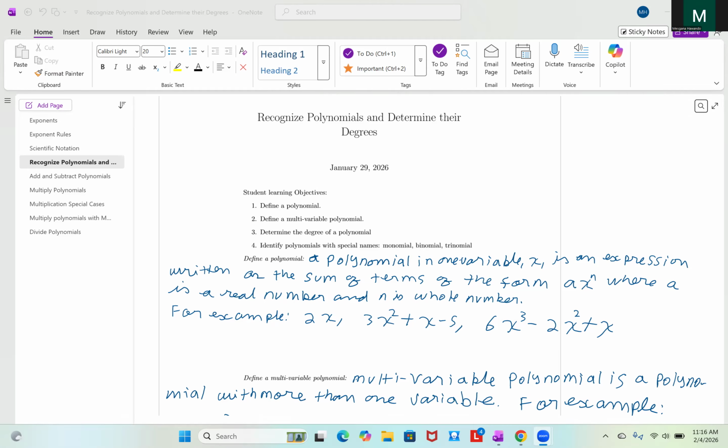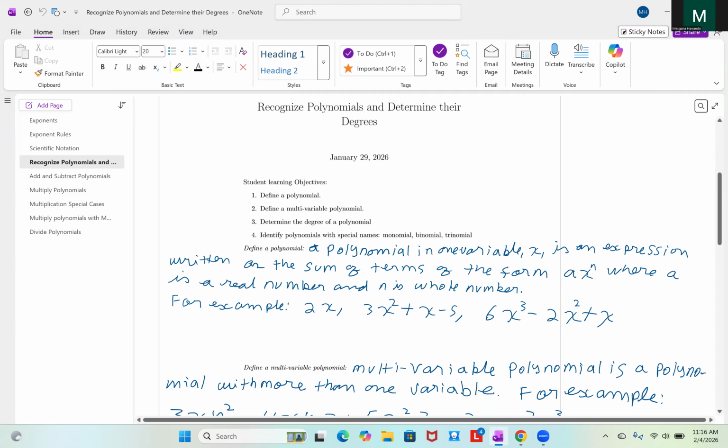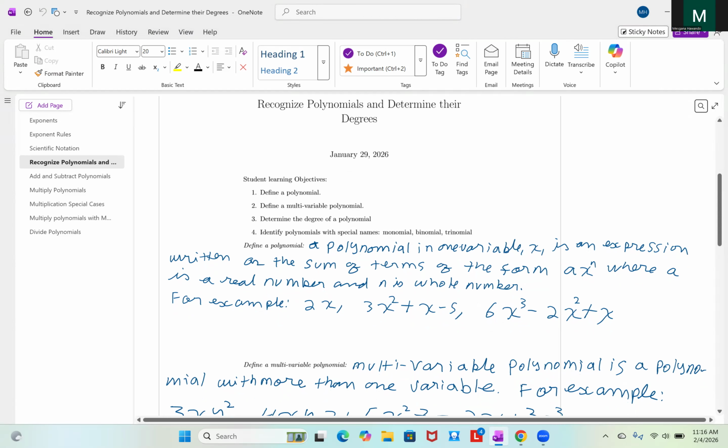Recognize polynomials and determine their degrees. Student learning objectives: define a polynomial, define a multivariable polynomial, determine the degree of a polynomial, and identify polynomials with special names: monomial, binomial, trinomial.